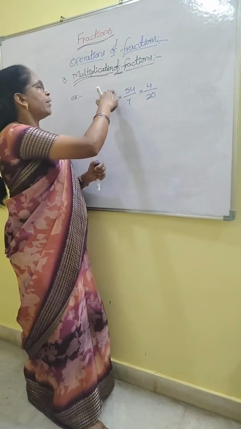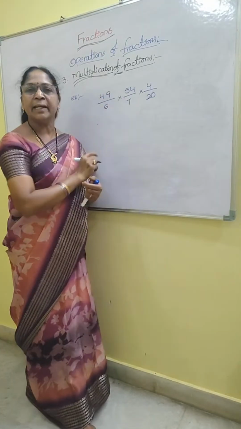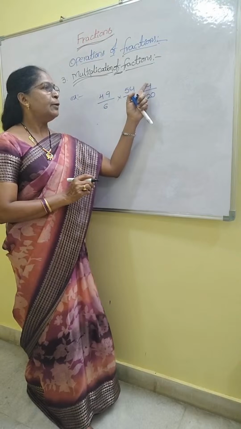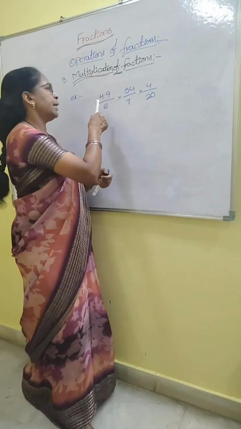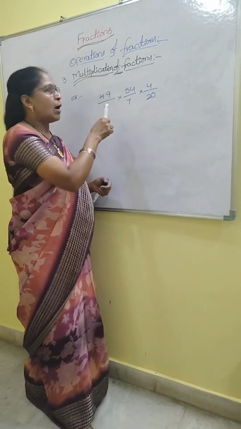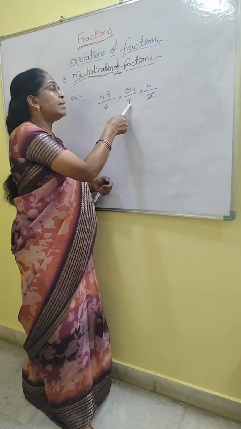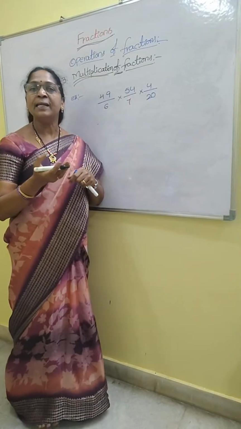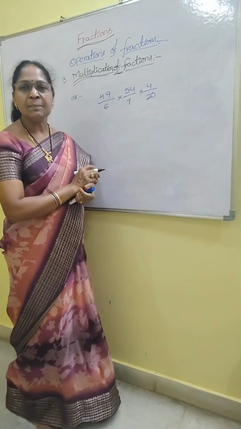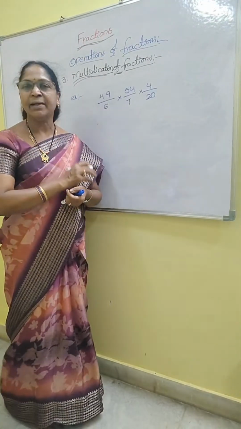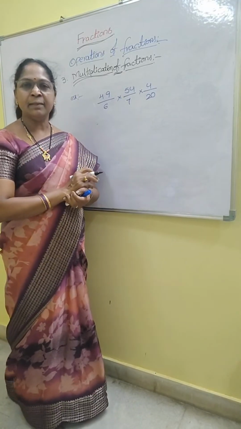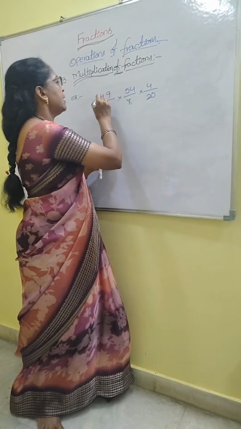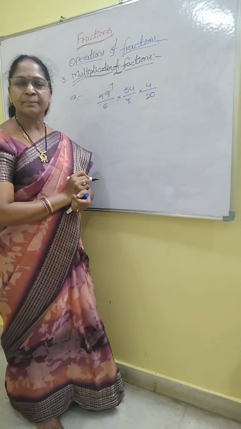Now here, 49 by 6. 49 is an odd number, and this is given: 54 by 7 into 4 by 20. How can you check it here? Big numbers, you can't check them easily. 49, here 7 is in the denominator. 7 goes in 49 how many times? 7 times. You can answer in the comment box.